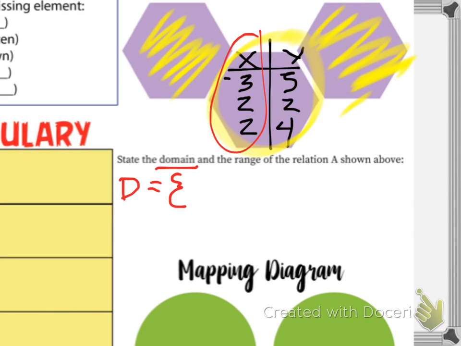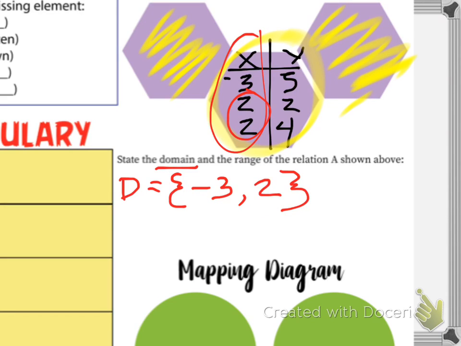So we're going to open up the braces, and we're just going to list the numbers that are in my x column. So I have a -3, and I have 2, and then I'm just going to go ahead and close it after that. Now, although I do have 2 written twice, I actually only have to write it one time in my domain. So anytime you have repeated numbers, you just list it one time for your domain, or if they're repeated for the range, just one time there.